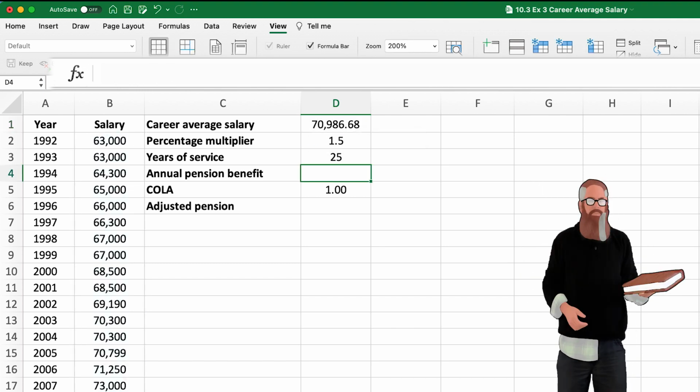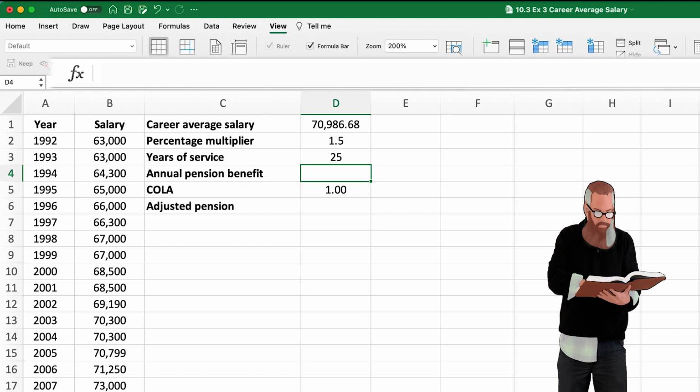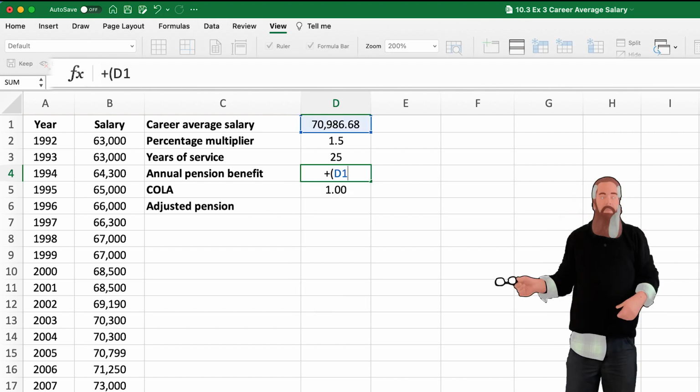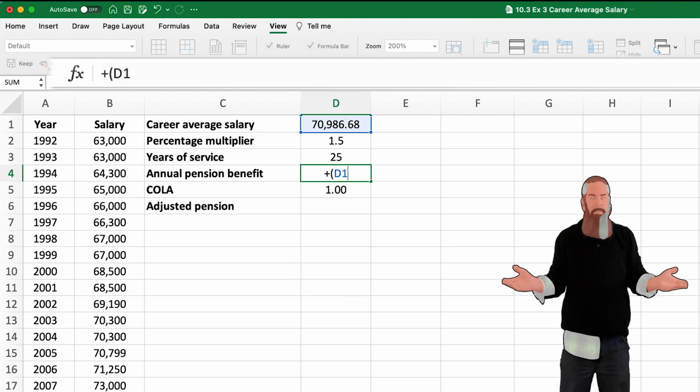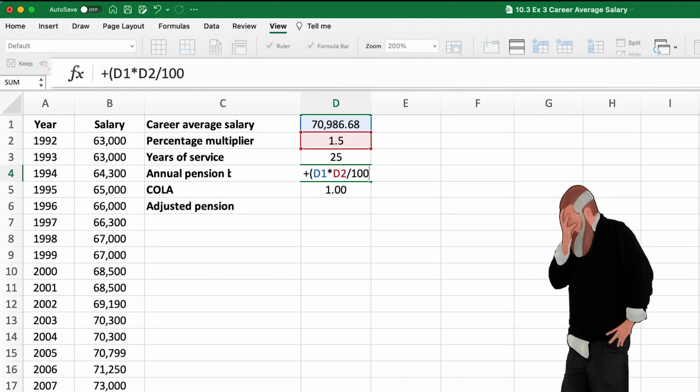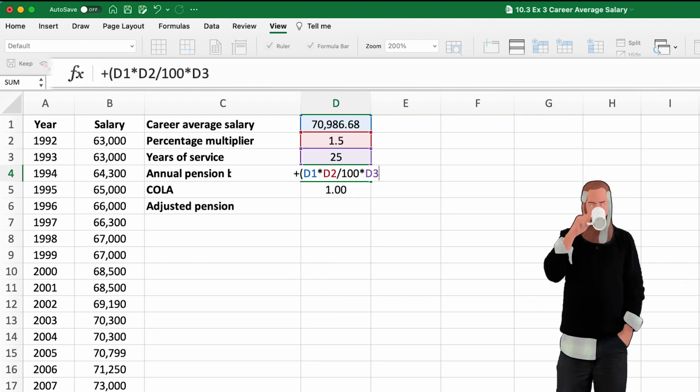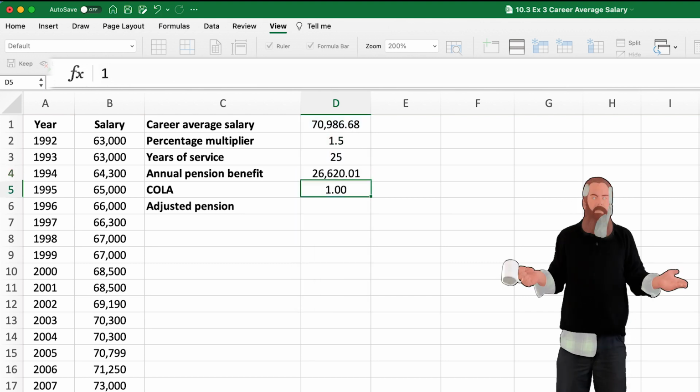To figure out the average pension benefit, we're going to say equals, open parenthesis, D1 divided by D1 times D2 divided by 100 times D3, close the parenthesis and hit equals.